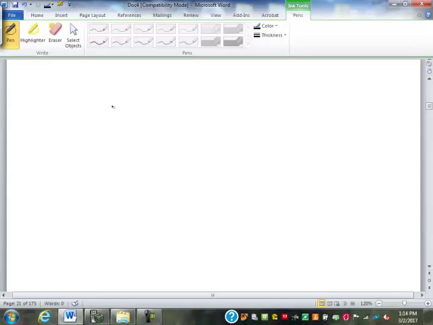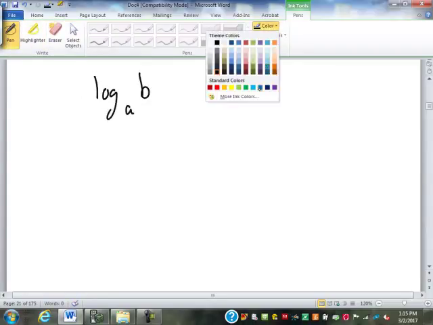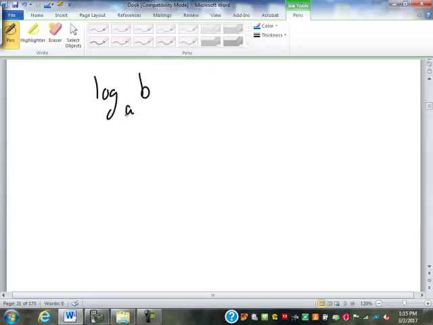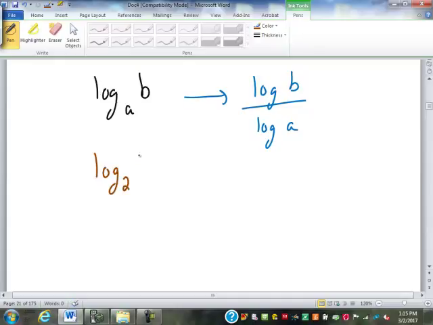If I want to do a log base a of b, where a is something other than 10 or e, I can find that by doing the log base 10 of b divided by the log base 10 of a. For example, let's do the log base 2 of 8.